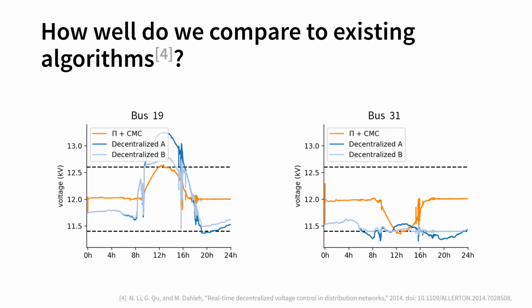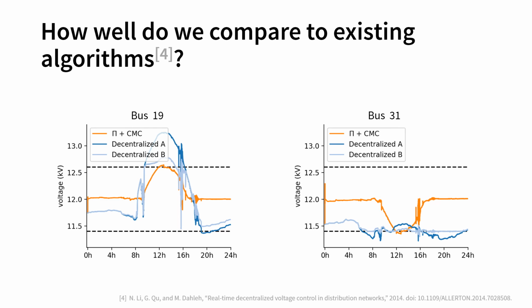Finally, how does our algorithm compare to existing algorithms? We've chosen to compare our algorithm against 2 model-agnostic controllers shown in blue. These controllers are decentralized, making local adjustments to the reactive power injection at each bus without taking into account any of the distribution grid topology information.